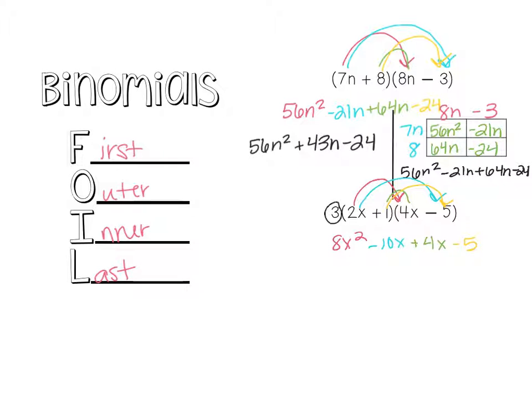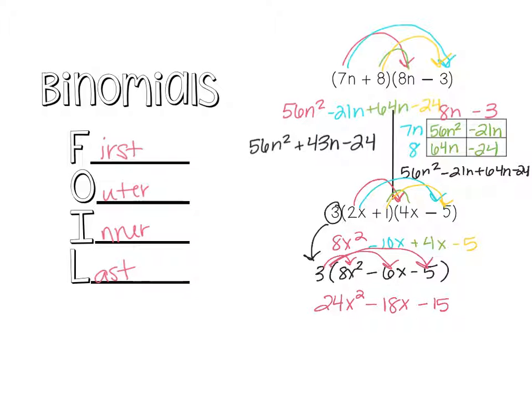And then I'm going to drop that extra 3 from the outside and distribute it. So here I've got 3 times 8x squared minus 6x minus 5. And now I can just distribute that 3. So I don't have to worry about it until the last step. So that becomes 24x squared minus 18x minus 15. And that would be our final answer for that example. You could also use the box method for that. Just save the 3 for the last step, like we did with FOIL.